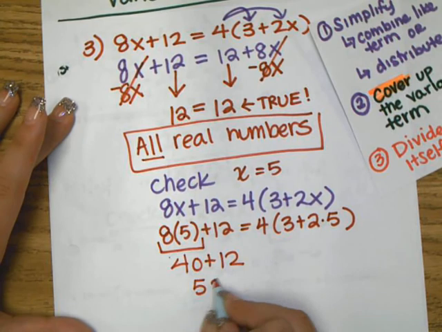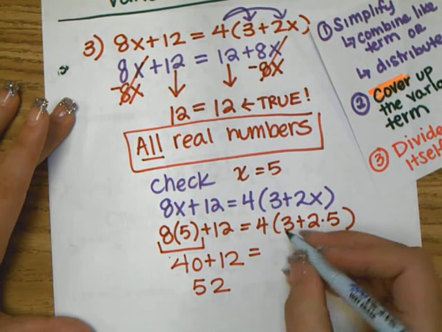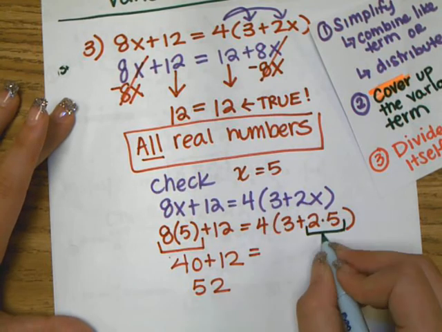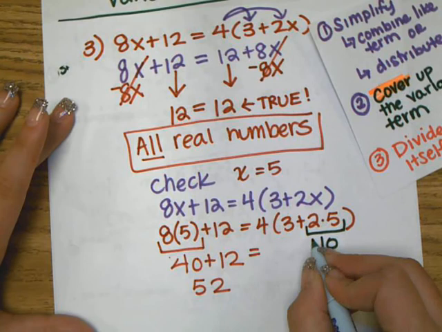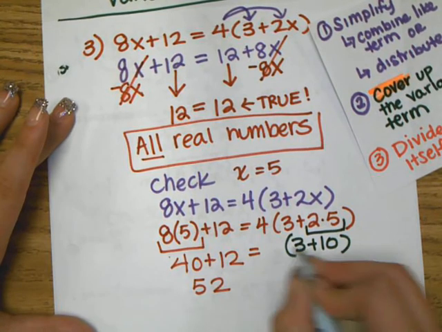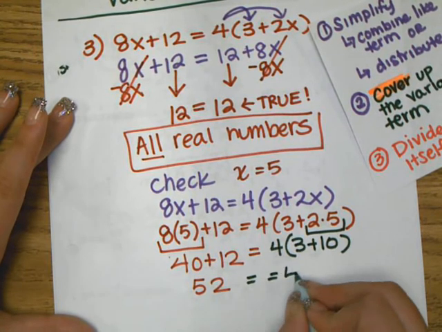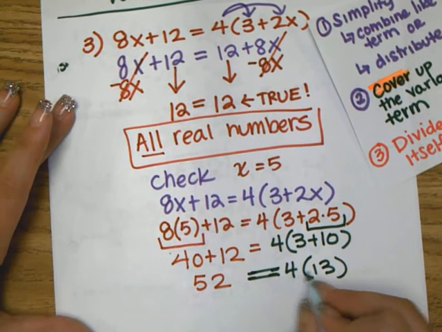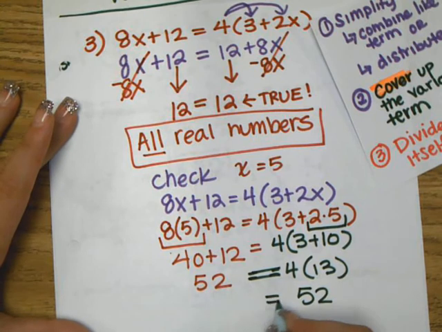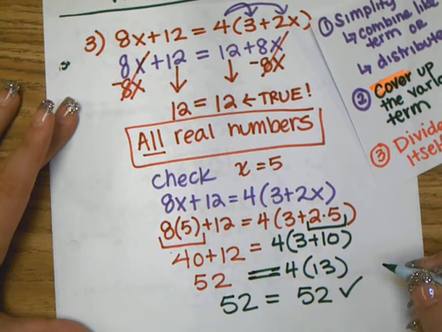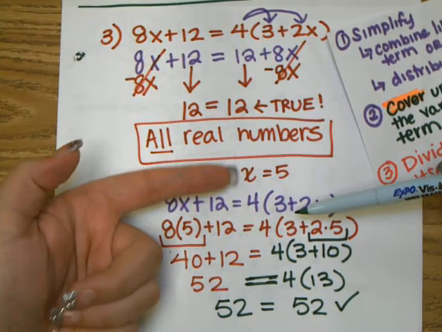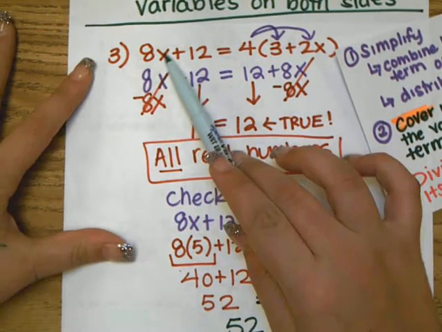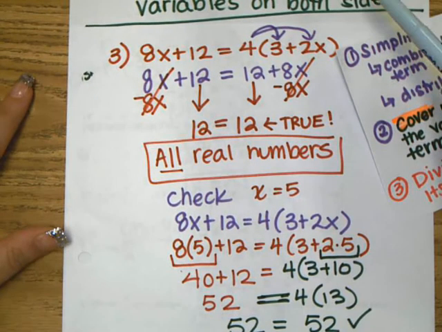So I'm going to take my equation, I randomly picked a number 5, and let's see if this random number that I picked works. So 8 times 5 is 40, plus 12 is 52. On the right side, I'm going to do multiplication first, then I add. Order of operations. So 2 times 5 is 10, plus 3. 3 plus 10 is 13. So we got 4 times 13 is 52. It worked. I picked a random number, plugged it in, and it worked.